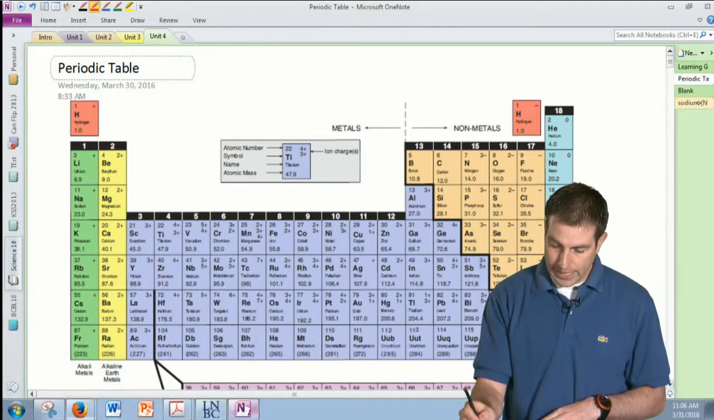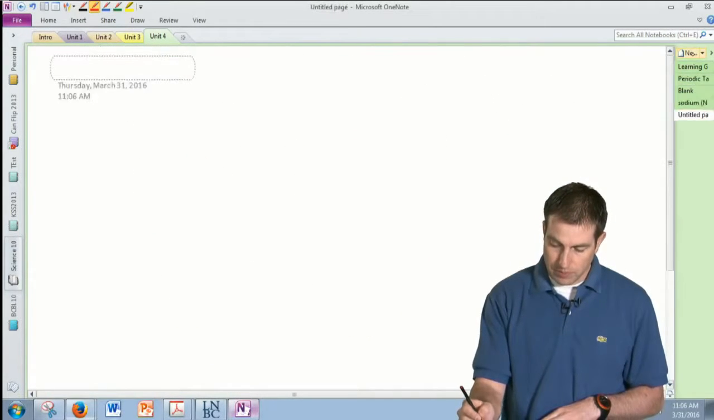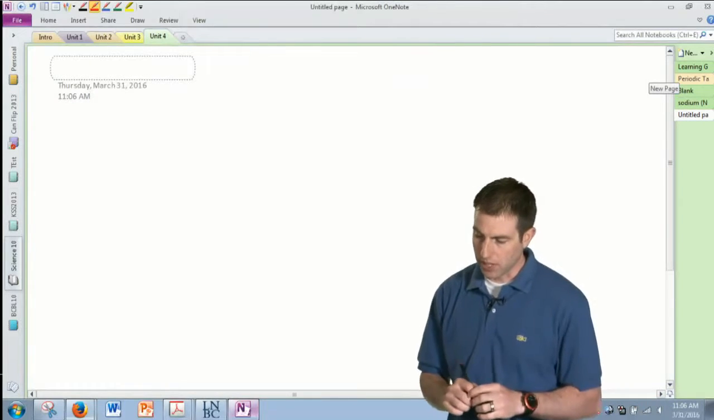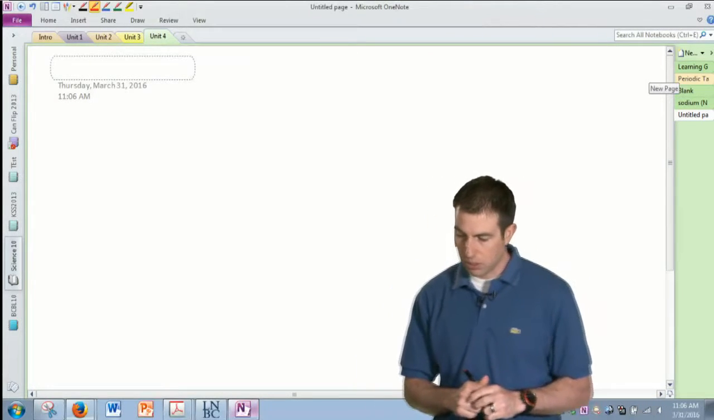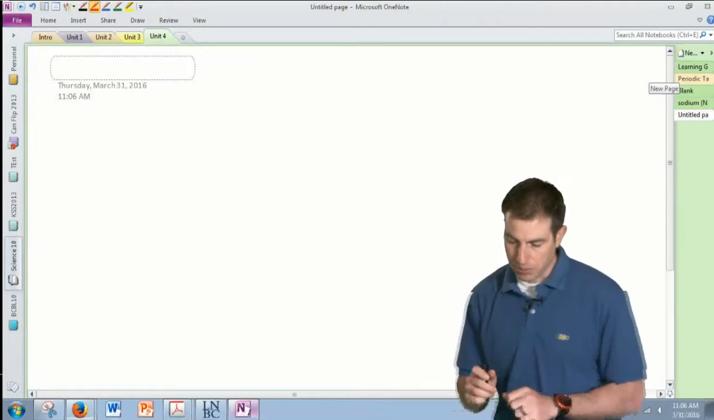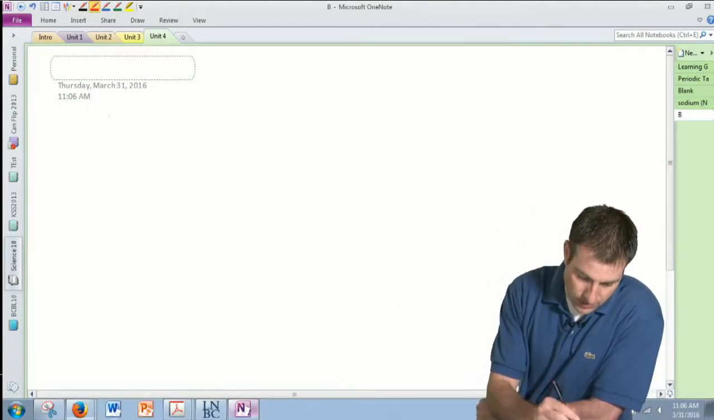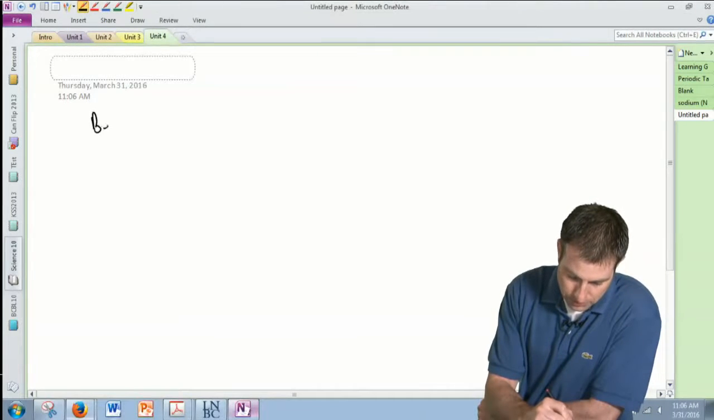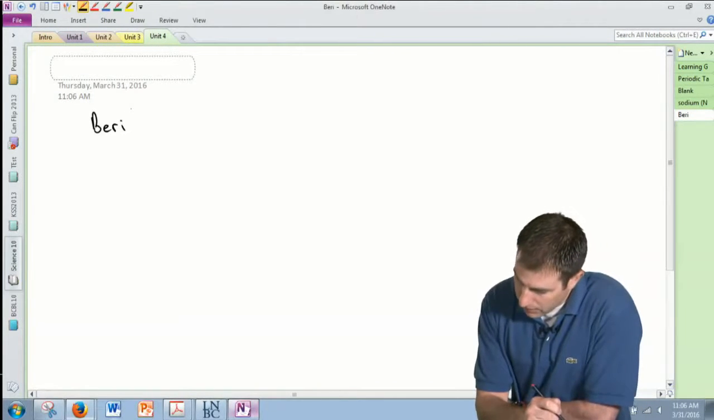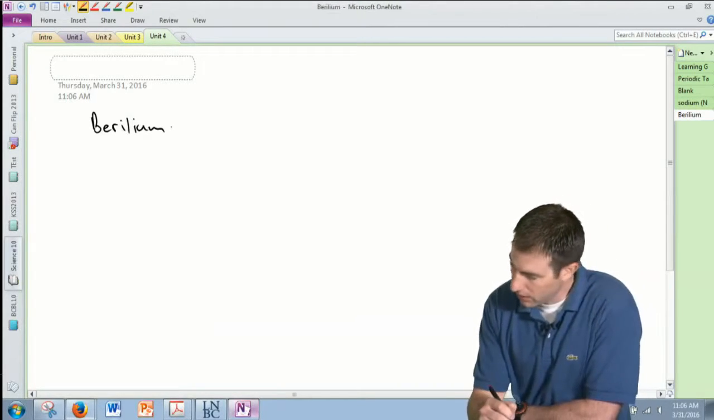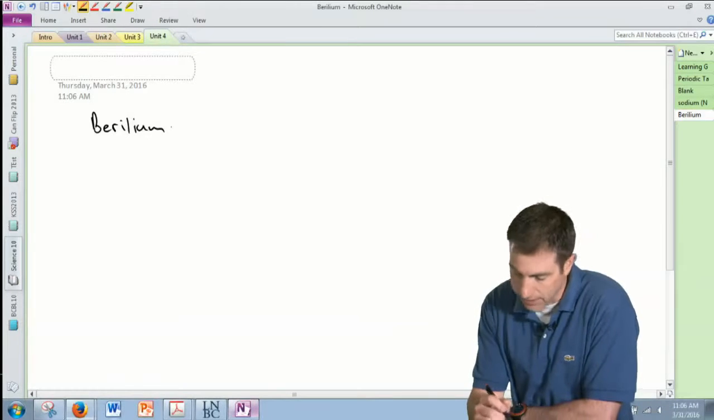Okay. We just did sodium and chlorine. That was kind of a really nicely worked out example. Let's do something that's a little bit trickier. I'm going to pick beryllium, which is a metal. So beryllium, I want to make sure I spell it right. Beryllium. And let's look at beryllium and nitrogen.